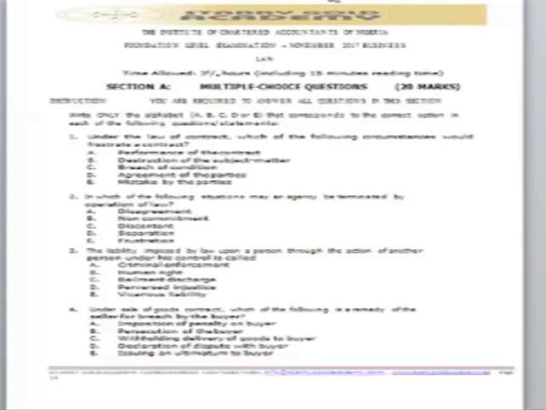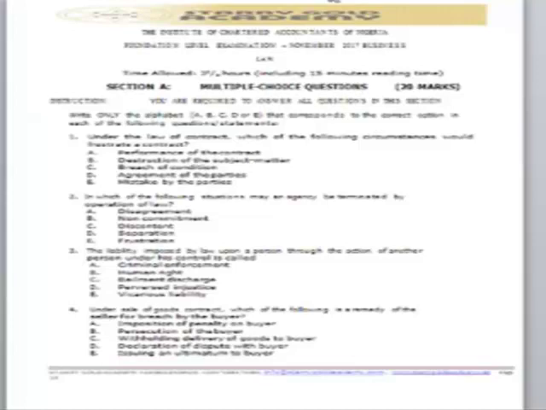Now we have section A, which has about 2 questions. That's multiple choice questions. So you have to read and pick the one that is the answer. That's why it says write only the alphabet, either A to E, that corresponds to the correct option in each of the following questions or statements. So if it is A, you write A. If it is B, you write B. That is what this is talking about.